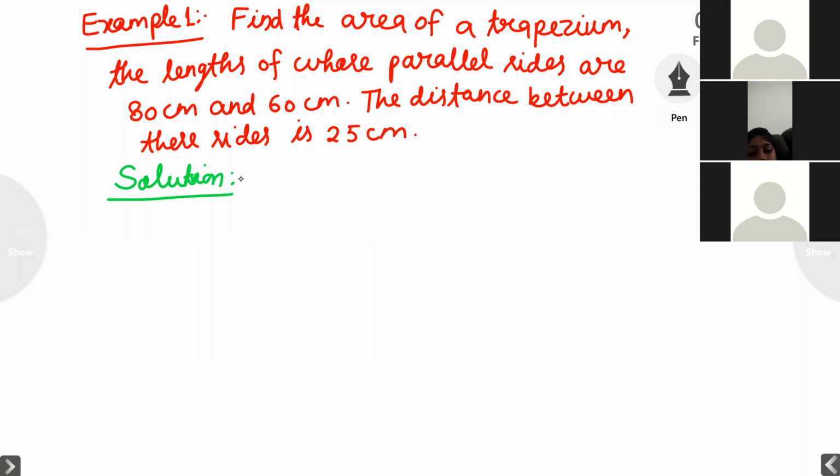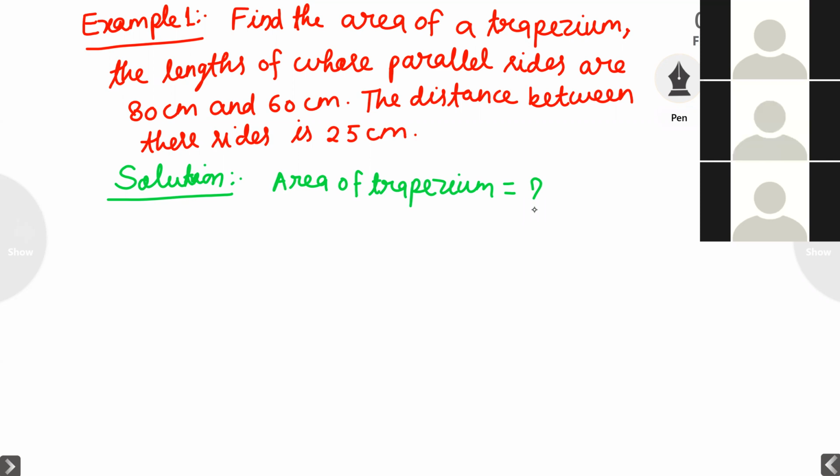Solution. Find the area of trapezium. Area of trapezium equals question mark. The lengths of whose parallel sides are 80 centimeter and 60 centimeter. Parallel sides means the values of A and B he has given, 80 and 60 centimeter. You can draw the figure if you want. That will be very good.